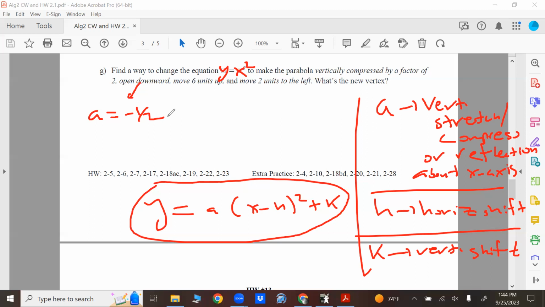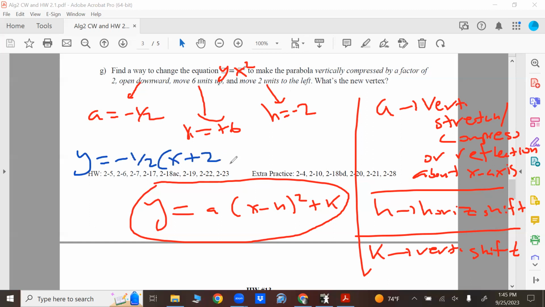Okay, what's K here, guys? If we're going 6 units up, what's K going to be? +6. And if we're going 2 units left, H is going to be what? Well, it's going to be -2, but +2 in the equation. H itself is -2, though. So the equation will be y equals -0.5 (x + 2)^2 + 6, because you're doing x minus -2, which is x + 2, +6.